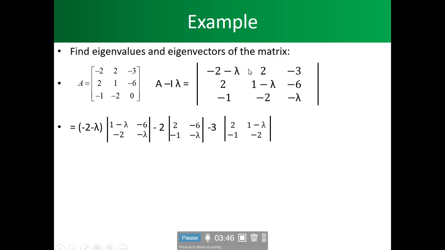The determinant of this is we take 2 minus lambda, that quantity times this mini matrix here. As you look here, you can see that mini matrix. Then we subtract 2, and then we have our next mini matrix. We wipe out the second column and the first row, and that gives us these values. Then we use our minus 3, and then we have this block of mini matrix.